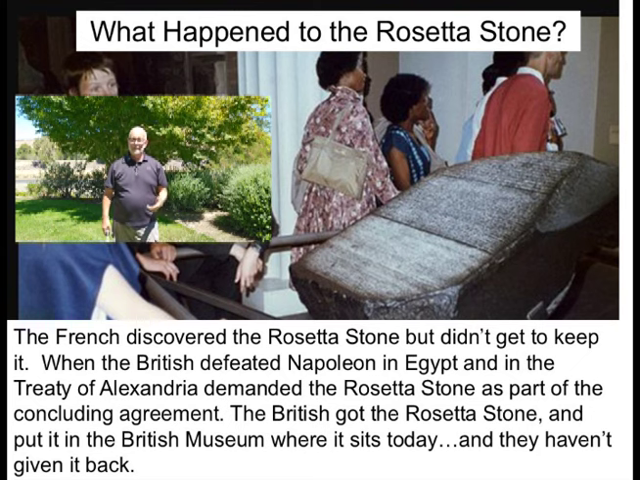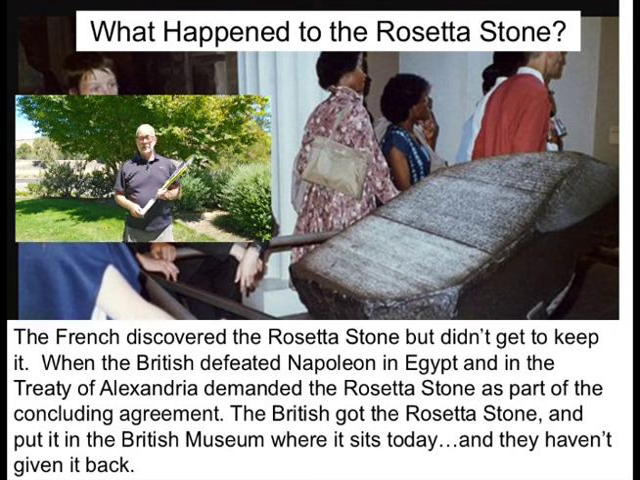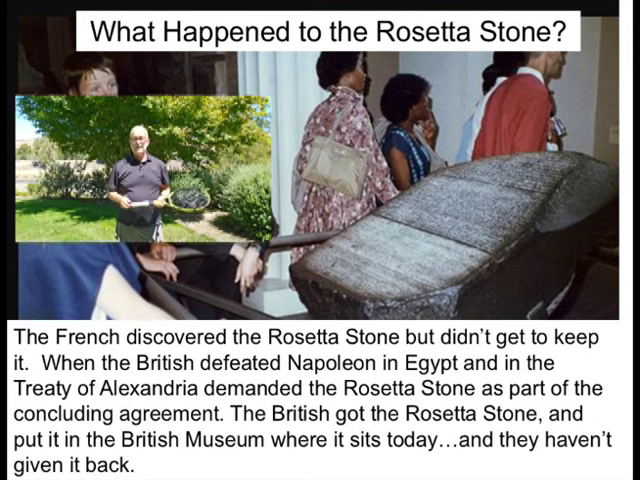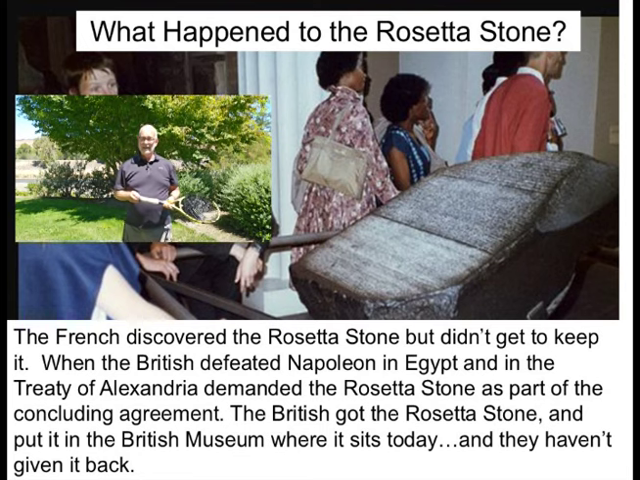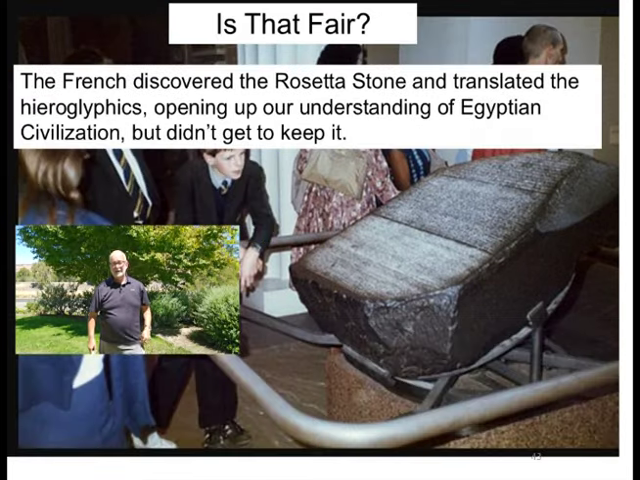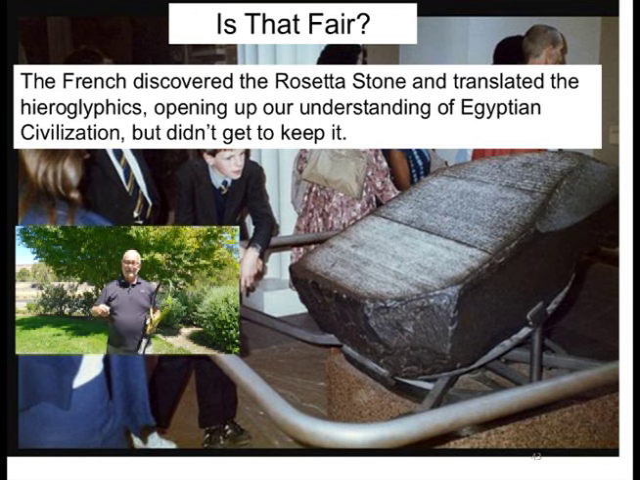when Napoleon invaded Egypt around the turn of the 1800s, the British defeated him in Egypt, and as part of the peace treaty settlement, they demanded that the French turn over the Rosetta Stone to them, and the French had to do it. The British put it in the British Museum, and they've kept it there ever since, and it doesn't appear that they're going to be giving it back. So is that really fair that the French discovered the Rosetta Stone and a Frenchman spent 23 years interpreting it and deciphering it and translating it, but the British get to keep the Rosetta Stone in their museum?